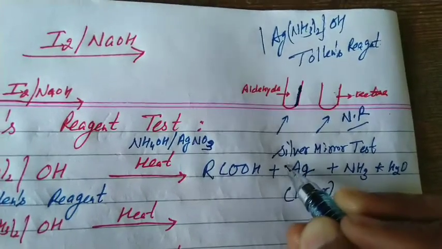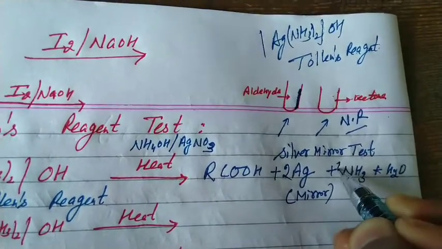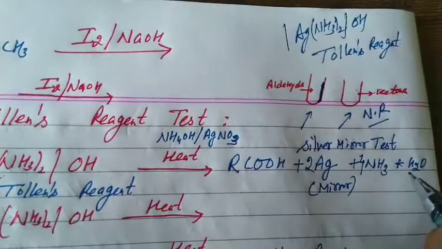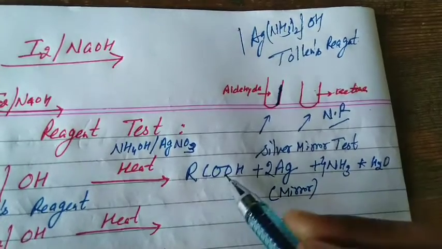No need to balance, but if you have to balance, you can easily balance. 4NH3, now it is balanced. 2H2O, water, oxygen and 2 acid.